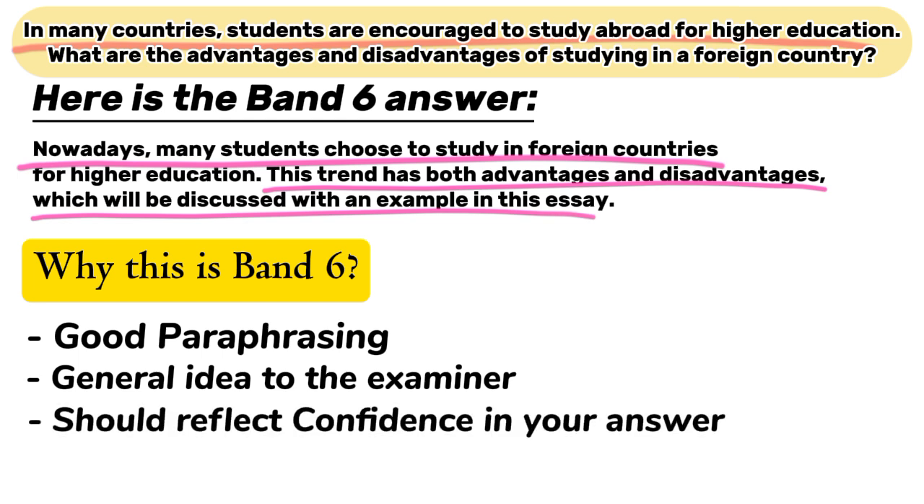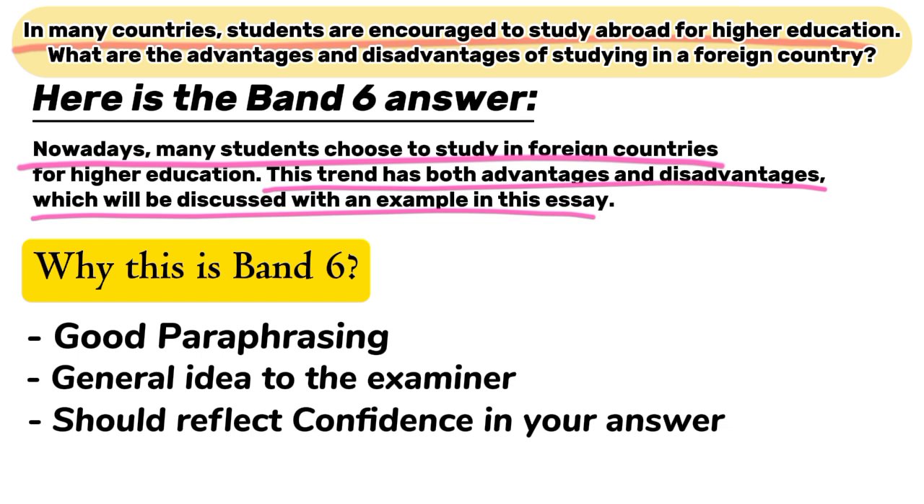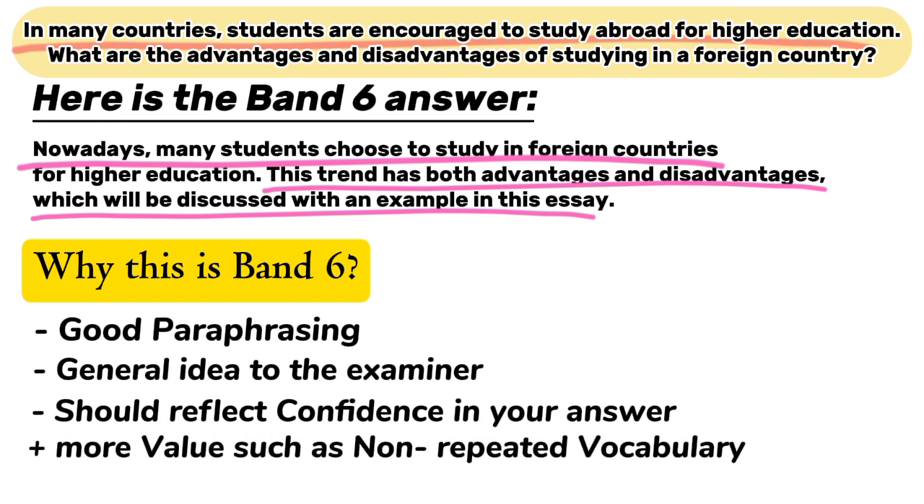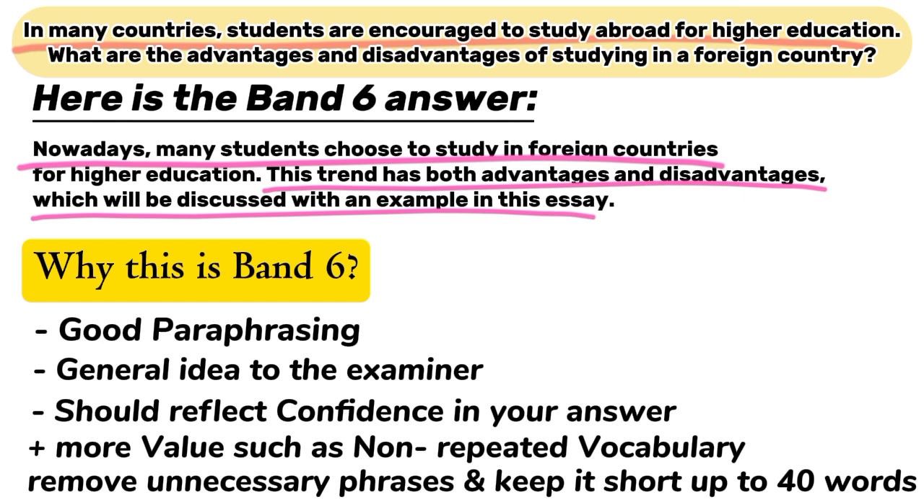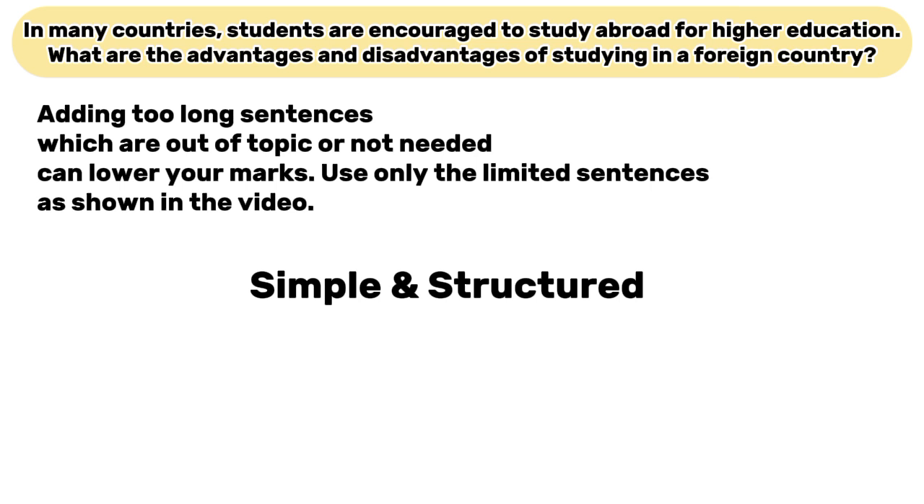This kind of confidence helps you to get an easy Band 6, and if you're at this level, congratulations, you can get an easy Band 7 with little effort. But to get Band 7 you need to add some more value and non-repeated topic-related vocabulary and remove unnecessary phrases. Adding unnecessary drama to your introduction will bore the examiner and he can lower your marks, saying, out of context answer. They need a simple and structured answer to read.